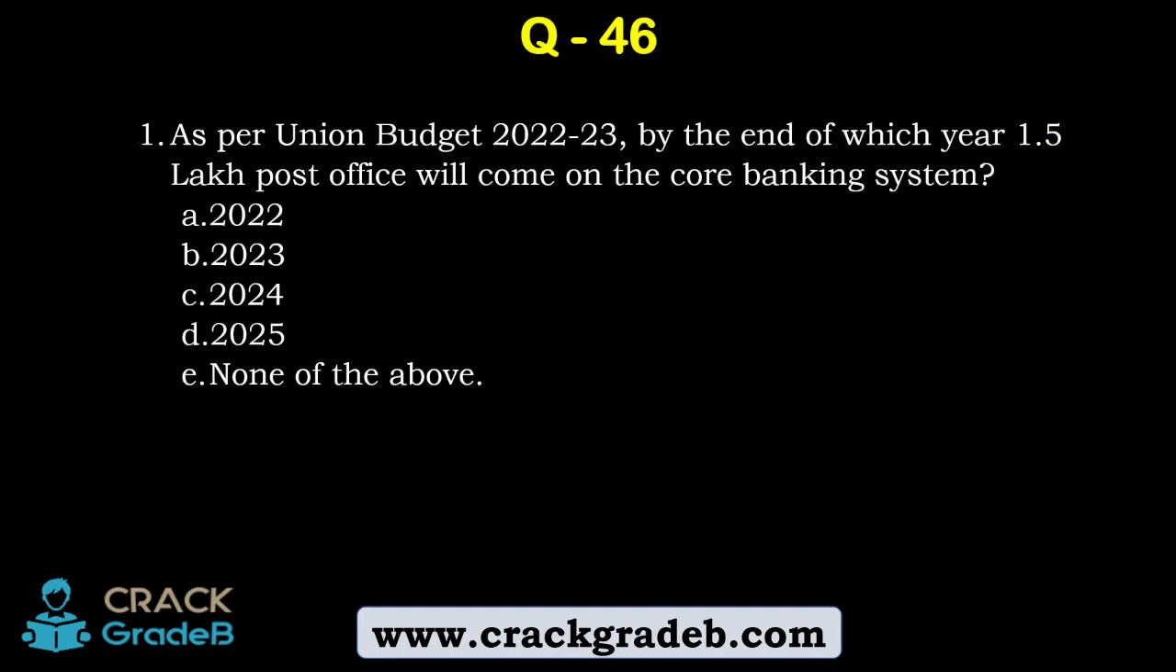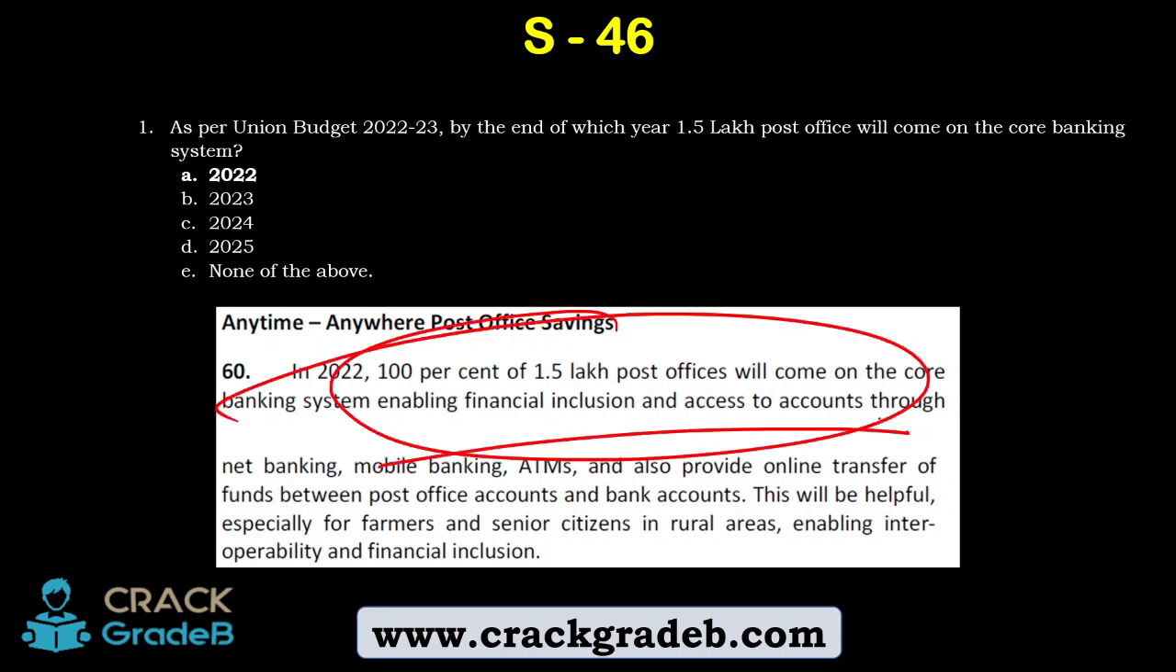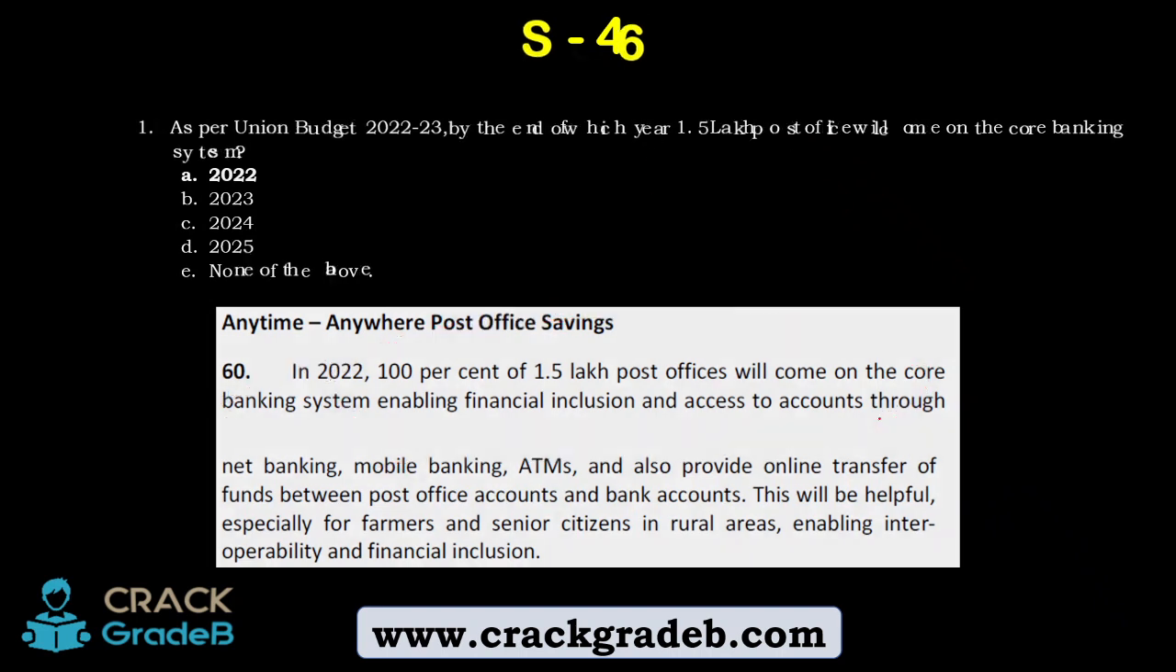That is question 46. As per the budget, by the end of which year will 1.5 lakh post offices come on the core banking system? The correct answer is 2022. 1.5 lakh post offices will come under the core banking solution.